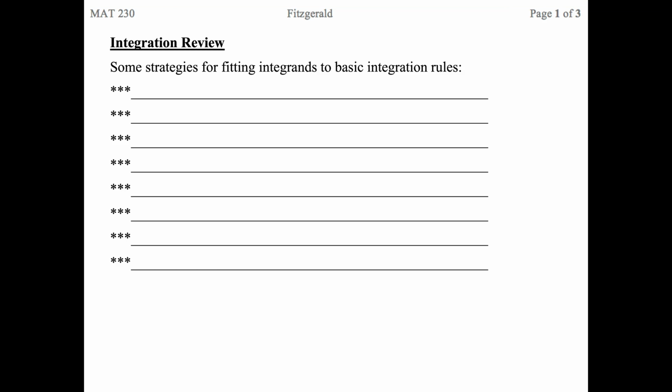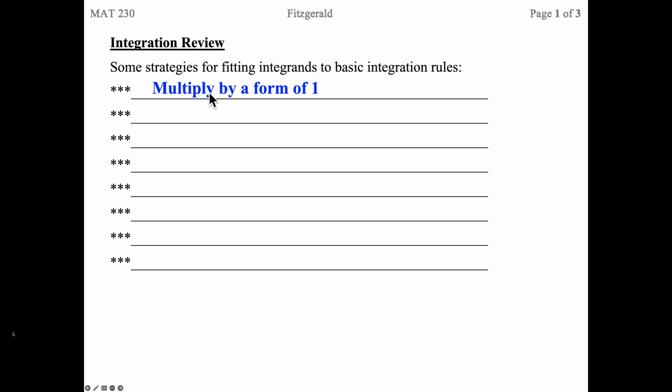All right, we're going to do a little bit of an integration review. We have been doing some integrations, looking for our volumes in the discs and the washers and those types of things. So again, just some strategies for integration before we continue on to our next unit because it is full of integrations.